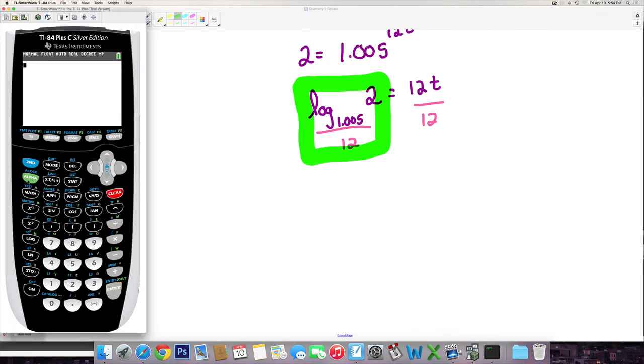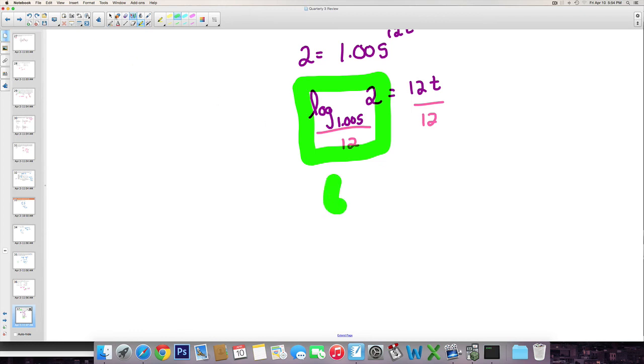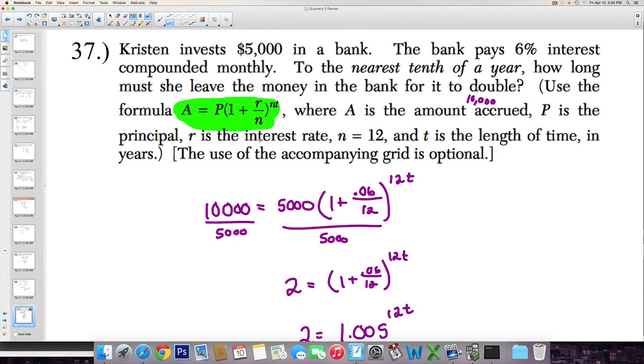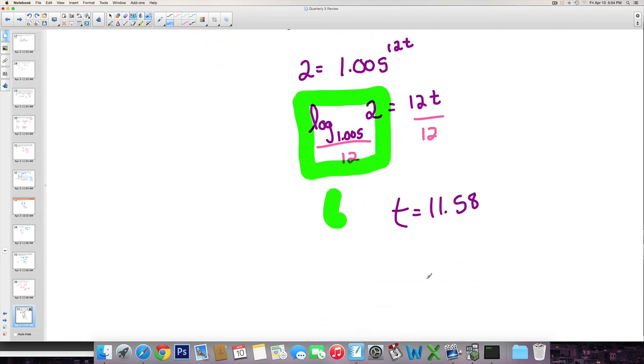Okay, so it's going to be a fraction. So log base 1.005 of 2, and then whatever that is, we're going to divide by 12. That turns out to be 11.58. So t is 11.58. Let's see what the rounding directions were. How long? To the nearest tenth of a year. Nearest tenth of a year. So 11.6 years.